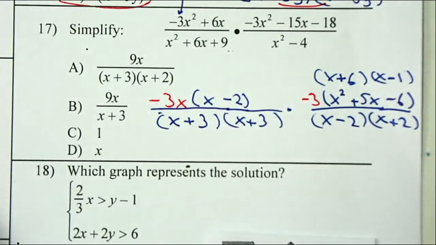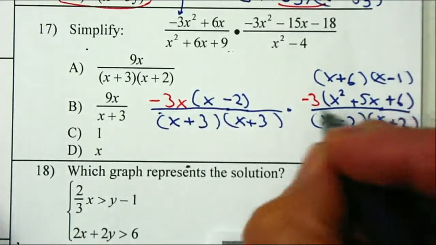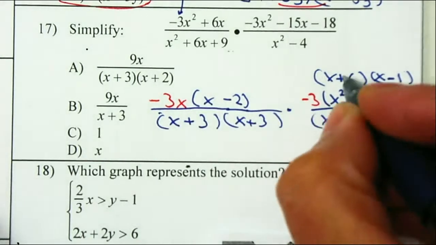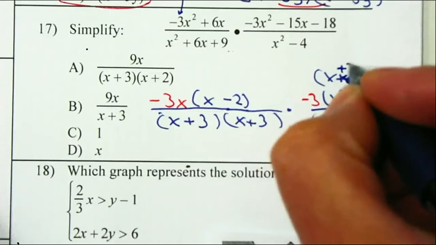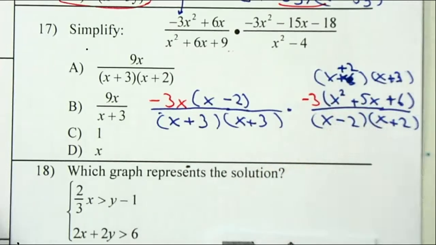Let's see. I did something wrong, huh? Yeah, that should be a positive 6, because that gives me negative 18. So my factors will be a positive 2 and a positive 3. There we go. Now that makes more sense.